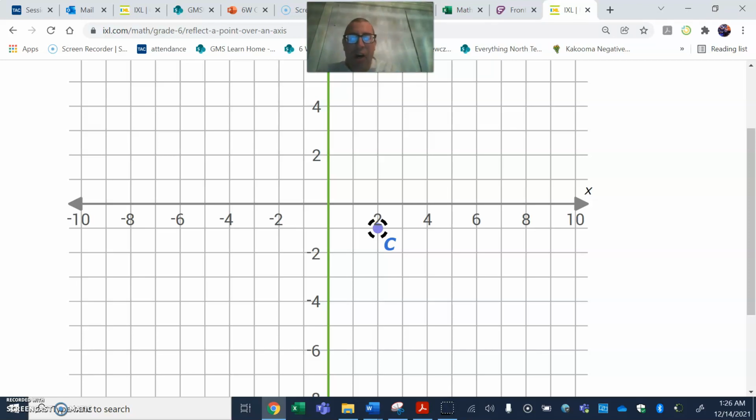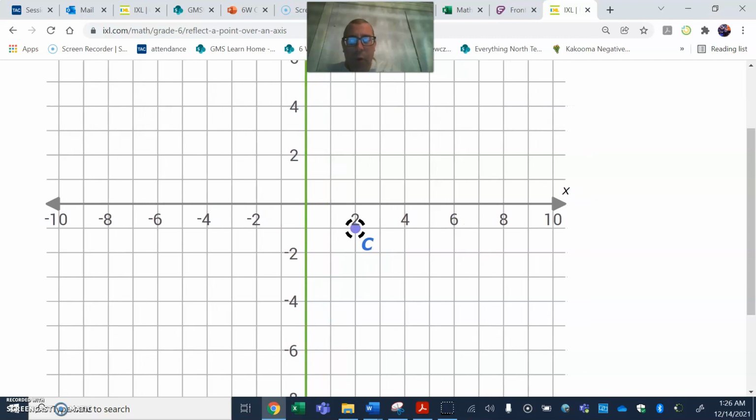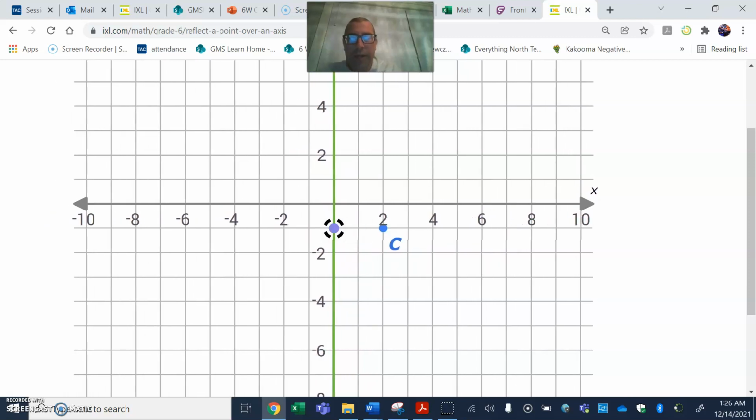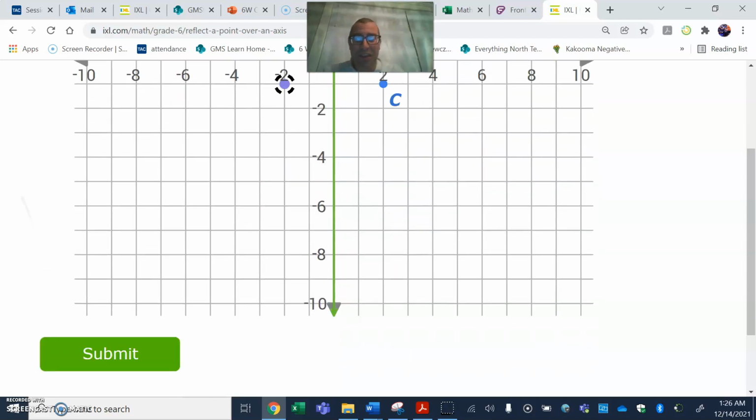So how far are we away? Well, we are 1, 2 away. So I'm going to keep going in that line and go 1, 2 away. And there's my reflection. If we notice, it's the same distance away from that green line. They're actually giving you a hint there.